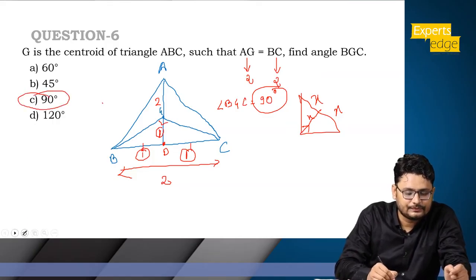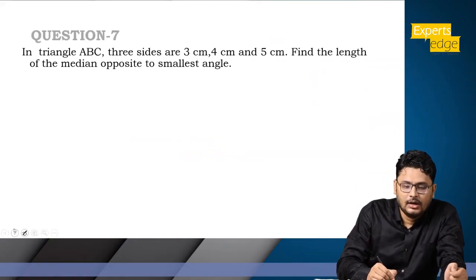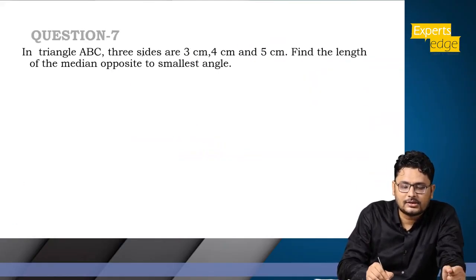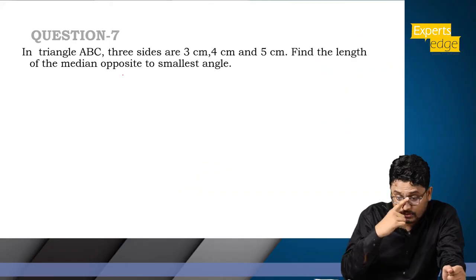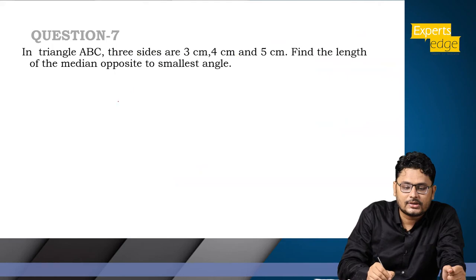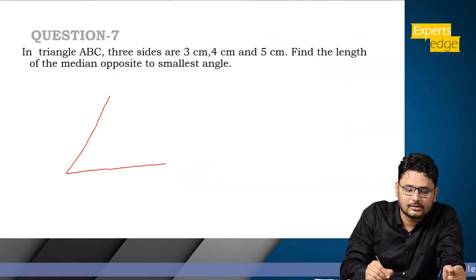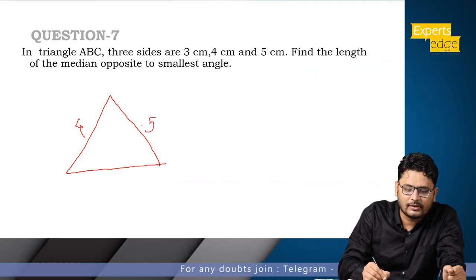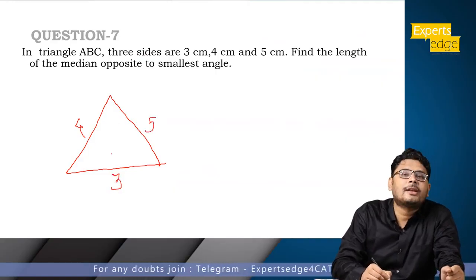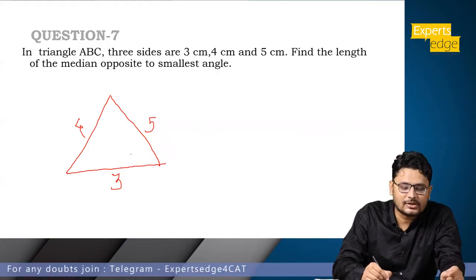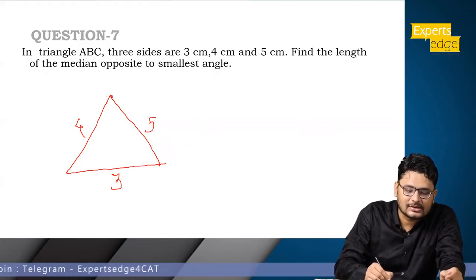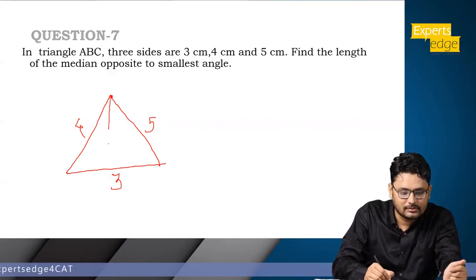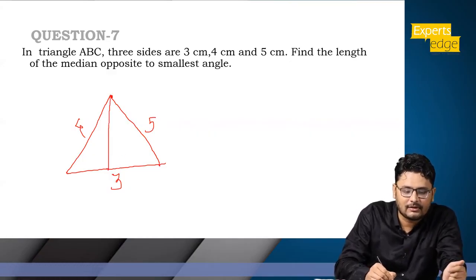Now let's go to the next one. Question number 7. So what it says, if there are 3 sides, 3, 4, 5, find the length of the median opposite to the smallest angle. So if I draw this diagram like this, it's not proportional but still this is 4, this is 5, this is 3. So the smallest angle will be facing the smallest side. Which is the smallest side? So basically this angle. Now from here I have to draw the median. So if this is a median, this side will divide in half, 3/2. This will also be 3/2.